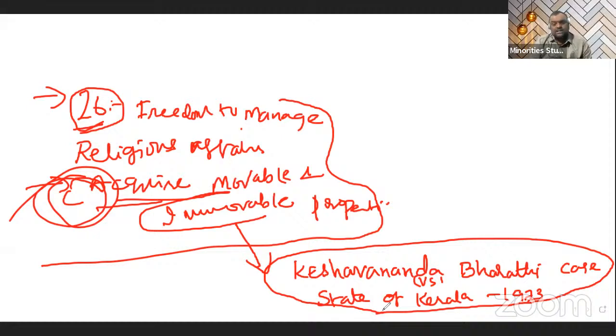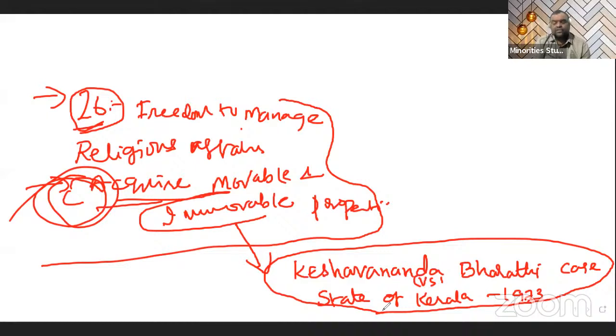In the state of Kerala, they implemented land reforms. Land reforms means, as you know very well, land acquisition and the land ceiling act. Kesavananda Bharati is the head of a trust. This trust possessed so much land that was taken away by the state government according to the Land Acquisition Act.